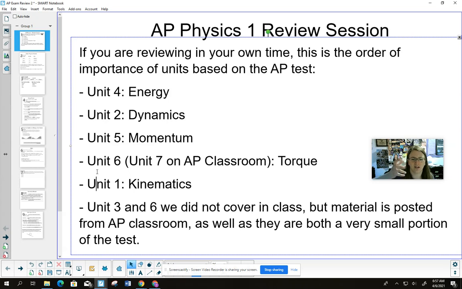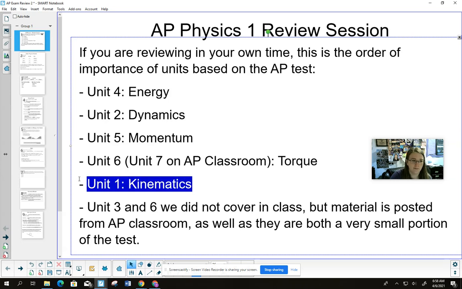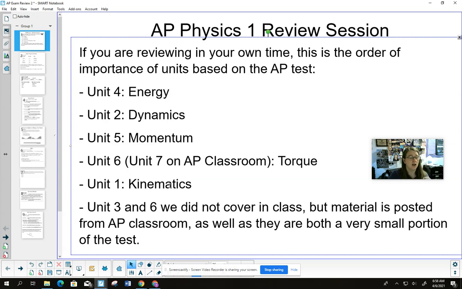So if you're confused by that, if you're like, hey, this stuff isn't talking about torque and rotation, the textbook versus AP Classroom, that unit is different for some reason. And then kinematics is actually the smallest unit of the ones we got to. This is still a decent chunk of the test.